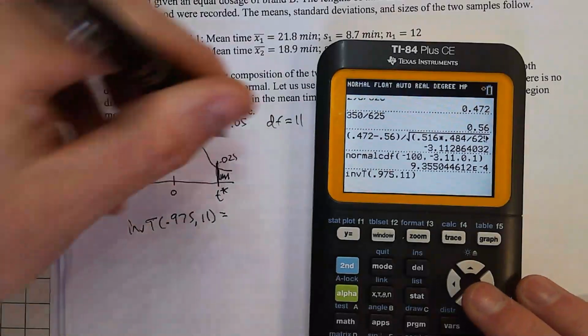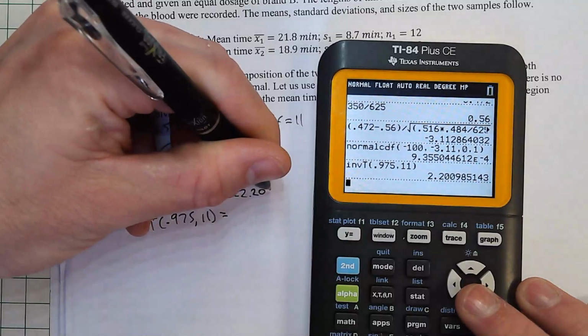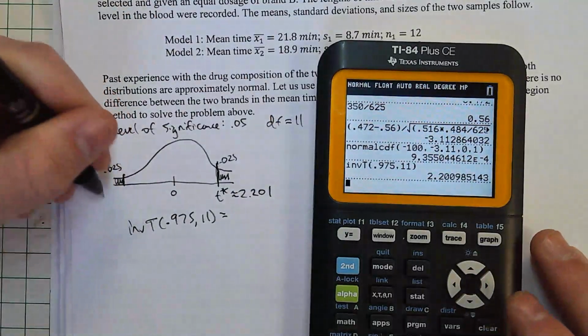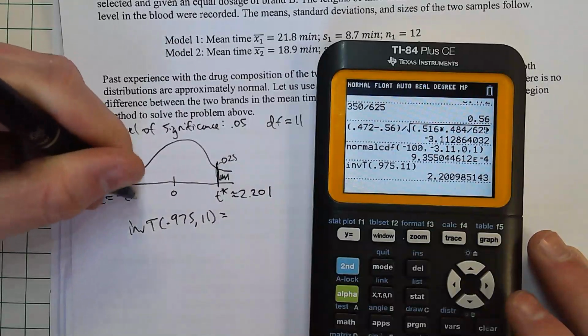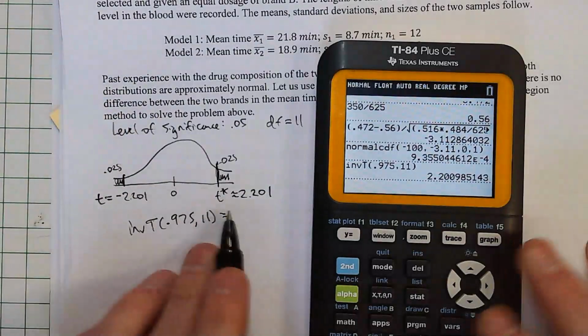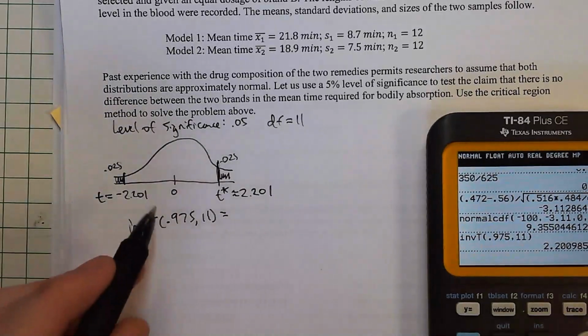So my T is approximately 2.201. And so I'm also going to have a negative T, negative 2.201. So that's my rejection region. So what I have to do is calculate what the T statistic is. So how do I do that?